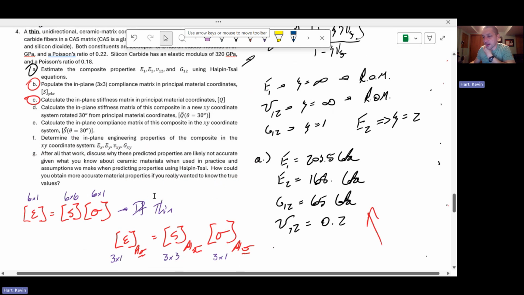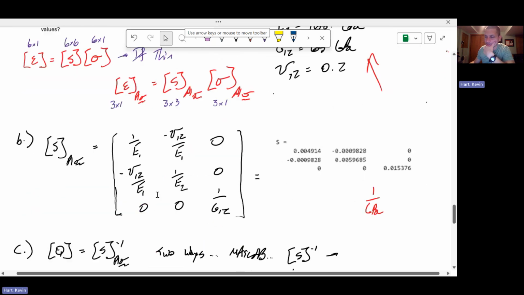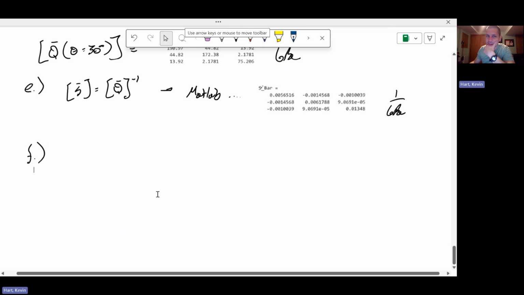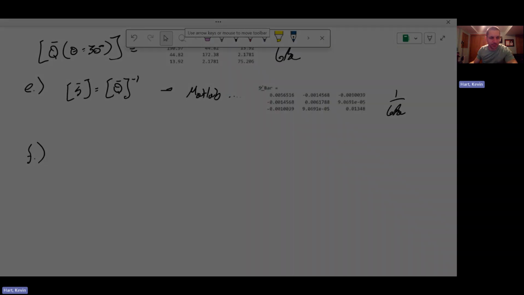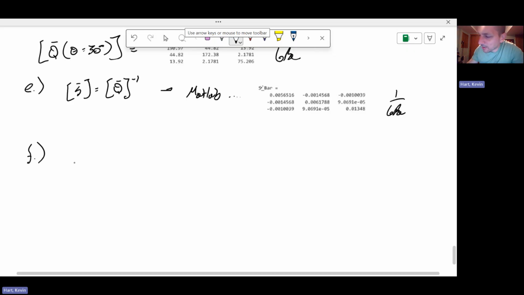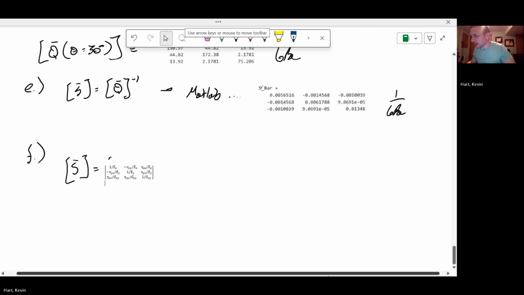Determine the in-plane engineering property of the composite in the XY coordinate system. Okay, so this is just plucking values of the compliance matrix and transforming them into engineering constants. So remember that the compliance matrix in rotated coordinate systems looks something like the following. So S bar can be written in terms of engineering properties as this guy.